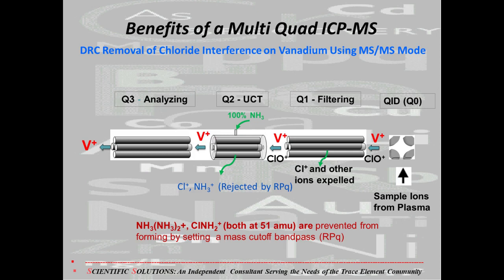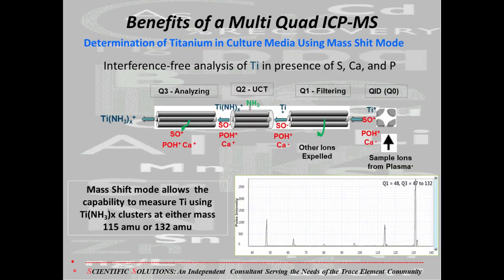Also important to point out that another source of unwanted ions is due to impurities in the reaction gas. Even with the purest gas, it is possible that trace levels of organic impurities will be present in the cell. Having a quadrupole inside the reaction cell will allow for the ejection of any intermediate ions due to these kinds of interferences. The second approach is by moving the analyte mass away from the interfering ions using mass shift mode.